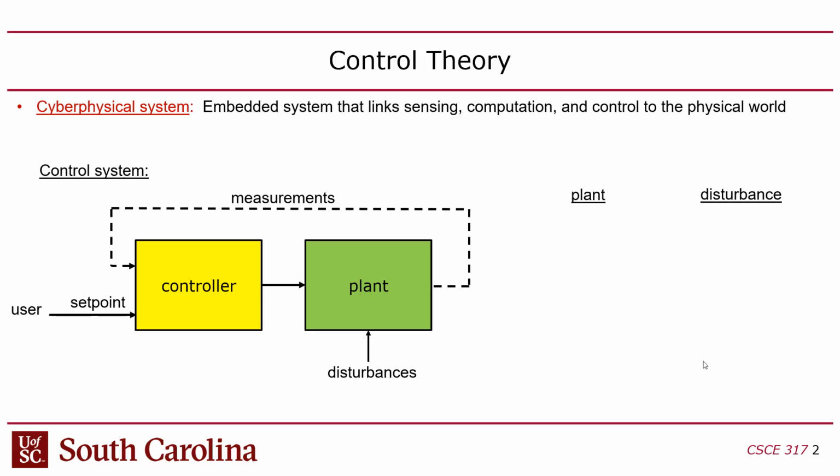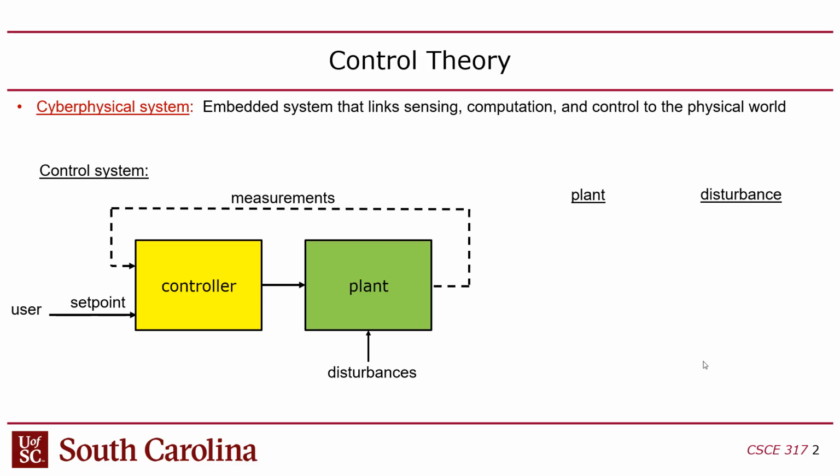Okay, so I mentioned, cyber physical systems involve controllers of some kind. A cyber physical system is an embedded system, which is a special purpose computer that links sensing, computation, and control to the physical world. So this is where you have a computer exerting its control in the physical world, like in a robot or a self-driving car or a drone or something like that.